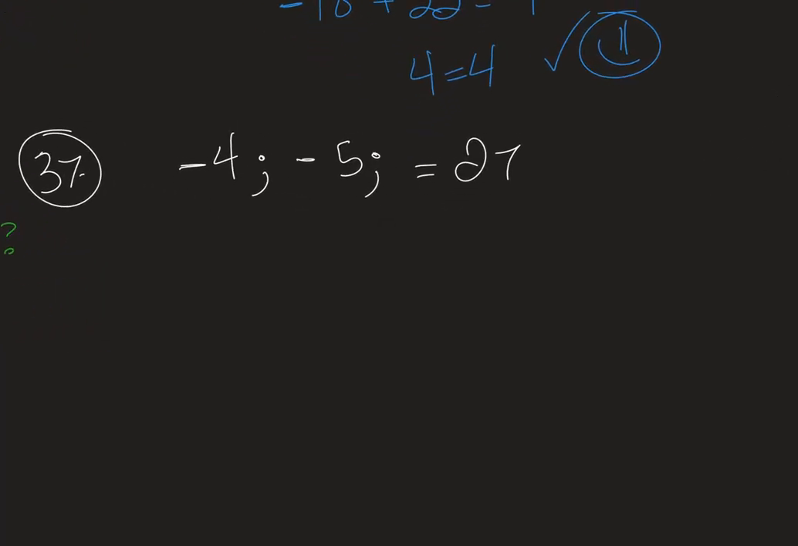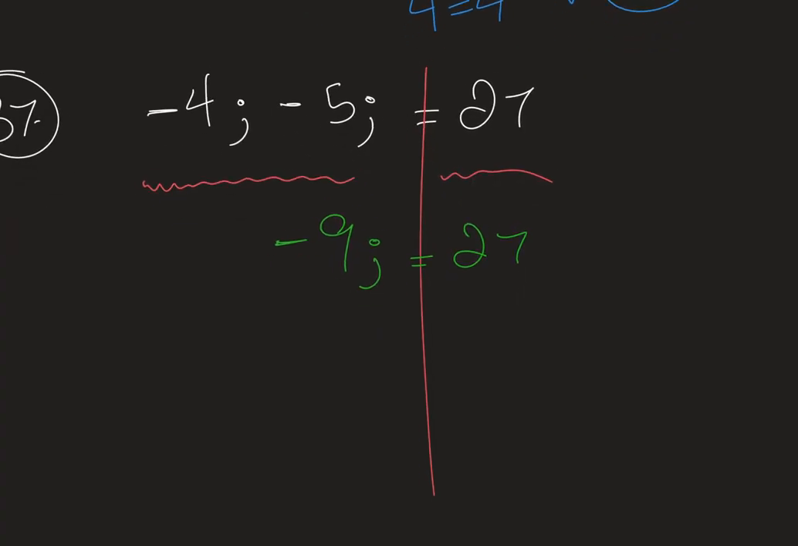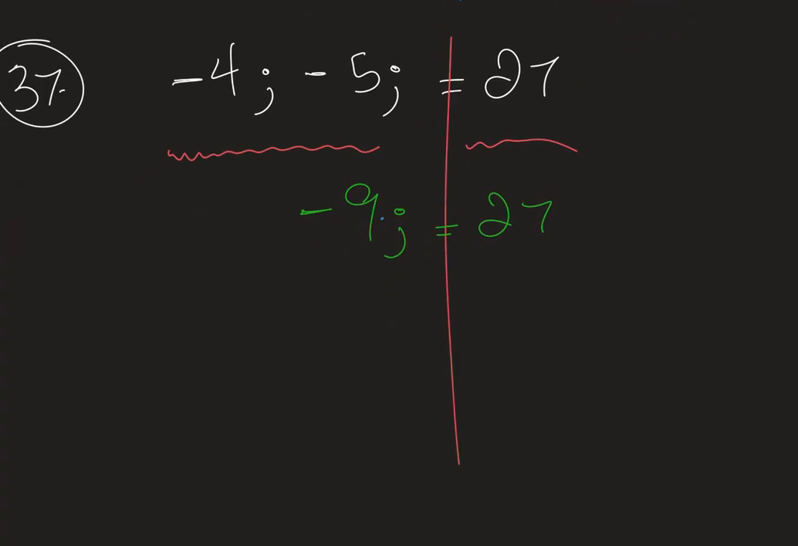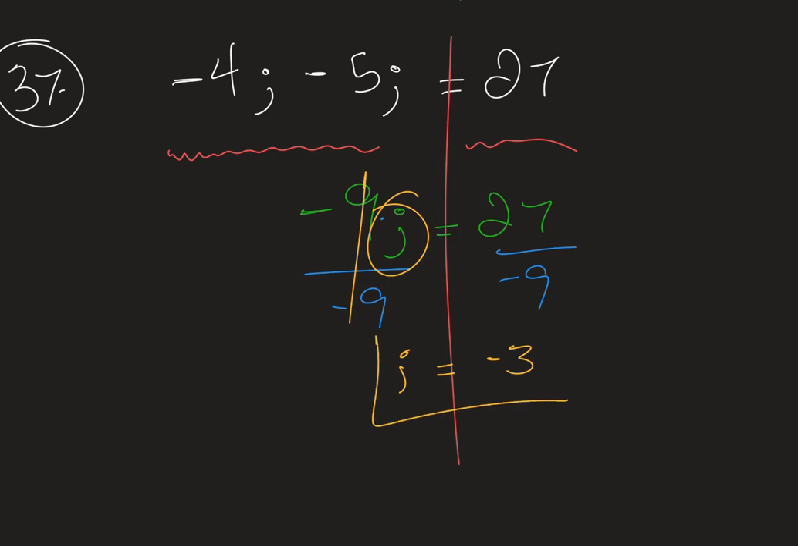Number 37. We have a left side, negative 4j minus 5j. Can we simplify that? Yes, we can. If you've given away 4 juicers and you give away 5 more juicers, then you would have given away 9 juicers. And by the way, I went ahead and wrote 27 because that 27 can't be simplified. But now, what's negative 9 doing to j? It's multiplying. So we will divide, and we get that j equals negative 3.